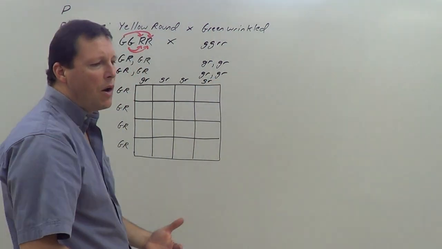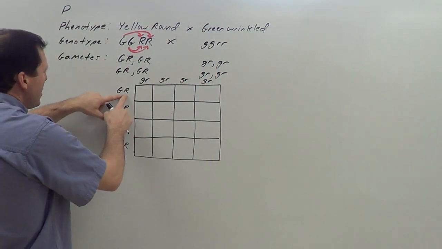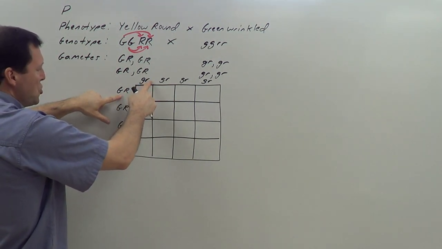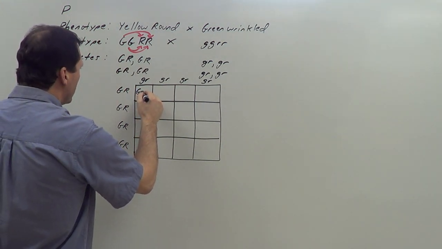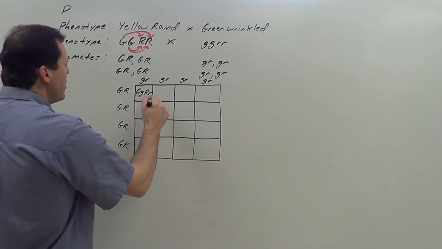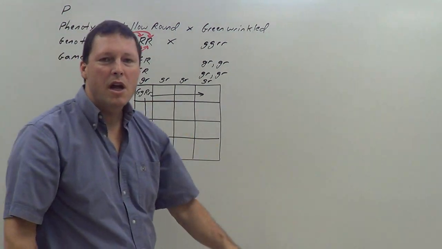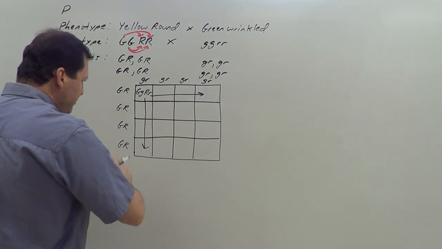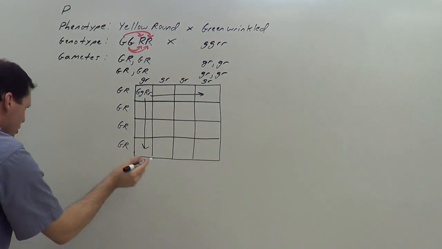Now I go ahead and figure out what are the different combinations of offspring that could be produced here. So if I've got a gamete with a capital G and a capital R, and it gets fertilized by a gamete that has a lowercase g and a lowercase r, this is what the resultant genotype is going to be. Capital G, lowercase g, capital R, lowercase r. In fact, all of the squares are going to have the same genotype. They're all going to be what we call double heterozygous. Now, these are going to be my F1 offspring, my first generation of offspring.